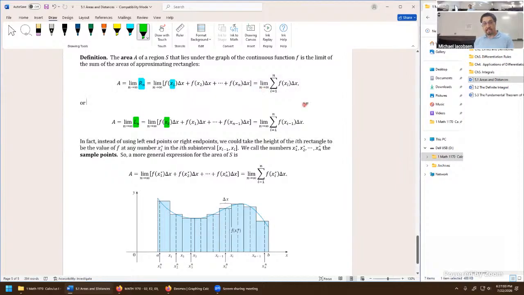Well, any questions at all with just the concepts being mentioned here about getting the exact area?